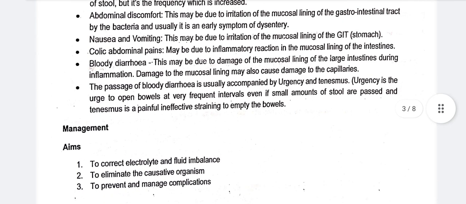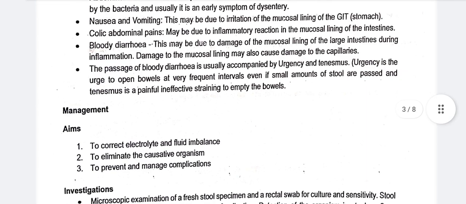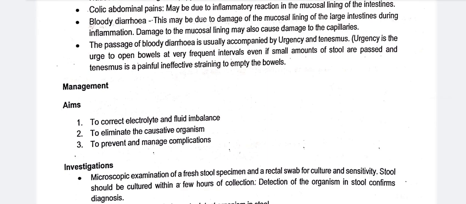What is urgency? You have gone to the toilet, you want to open your bowels. Your mind says you need to open your bowels, but there's nothing coming out. You come out, you still want to go back, but there is nothing. Okay? We will continue from this end. For now, we end here.